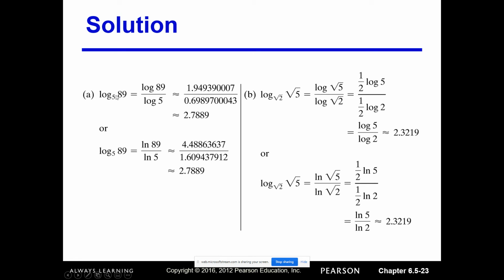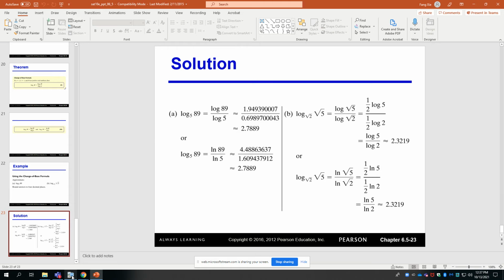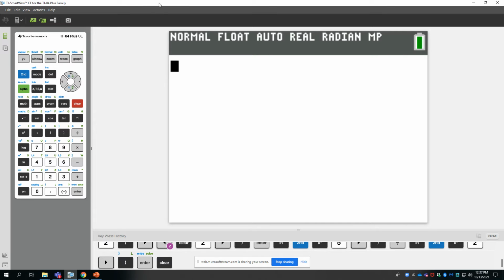So log base 5 of 89, we can use either a common log, log 89 divided by log 5, or we can use a natural log, ln 89 divided by ln 5. Then we can use a calculator to evaluate it, or we can just leave it like that. So how do we use the calculator to evaluate this? I'm going to show you the calculator.